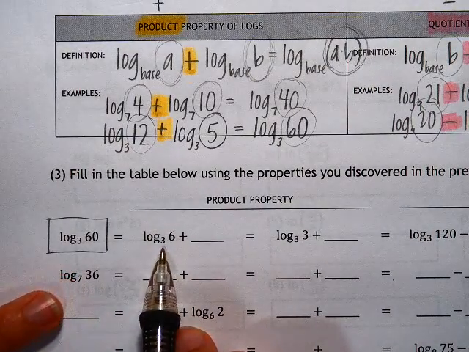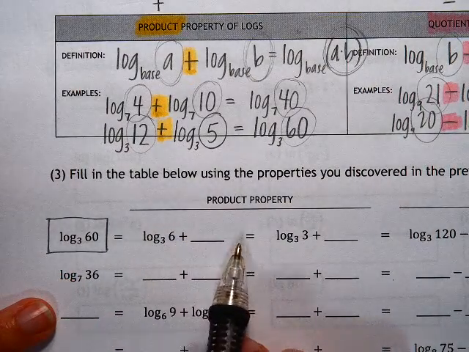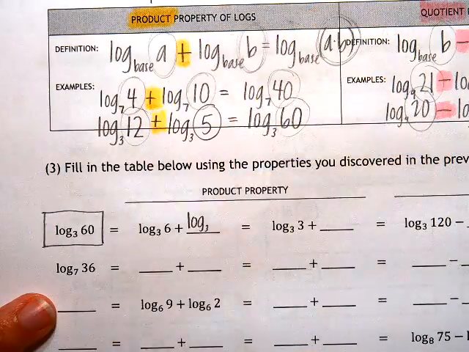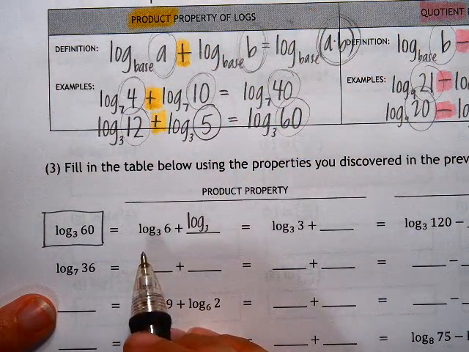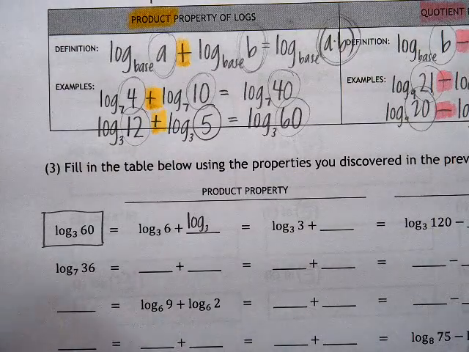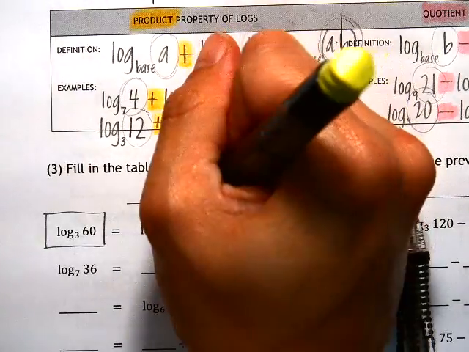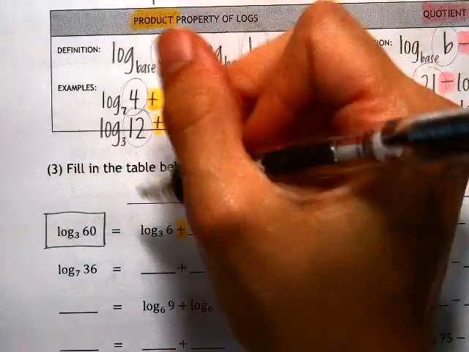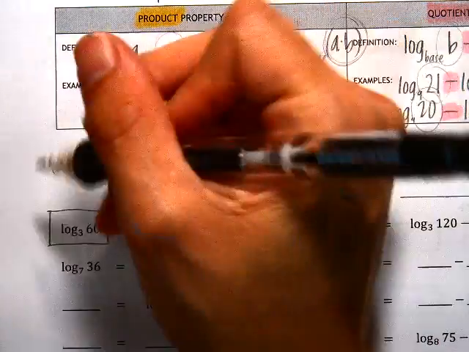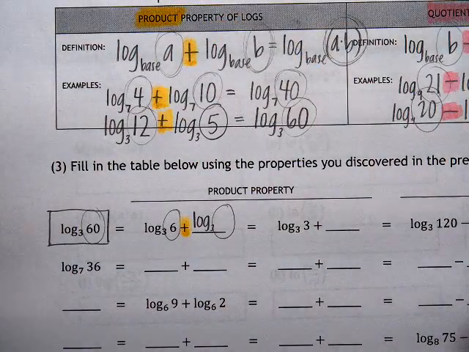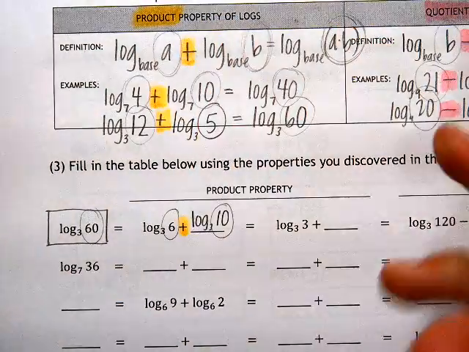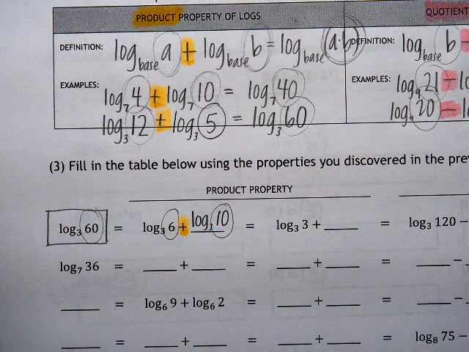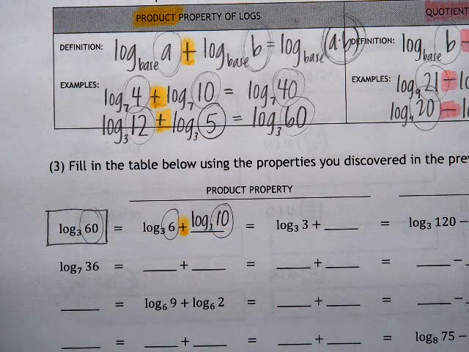So let's think about this first example, log base 3 of 6 plus something missing. Well, we know it's going to have to be a log base 3 because it has to be consistent with the other parts. So then I'm asking myself, okay, if it's a product, it says product, and I can see the little plus sign, so I know they want me to use the product. The question is, 6 times what would give me 60? Well, I know that 6 times 10 would work, so that must be a missing blank of log base 3 of 10.